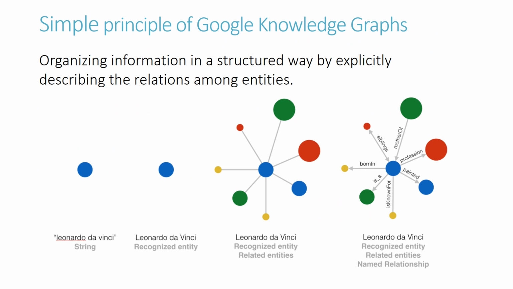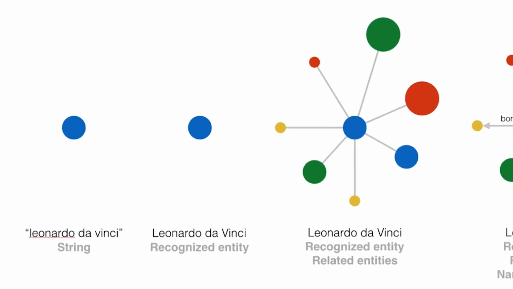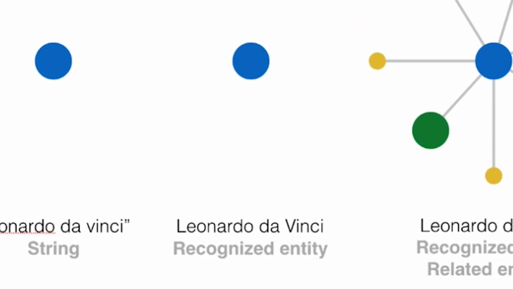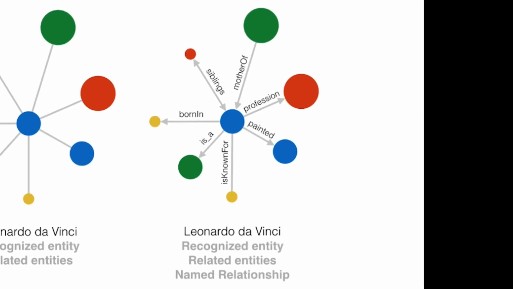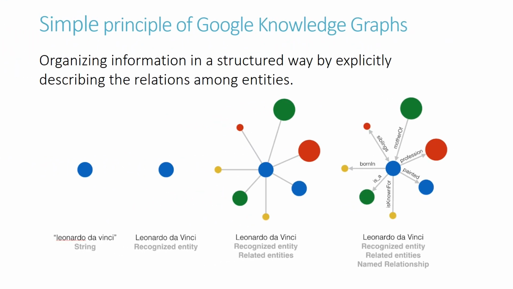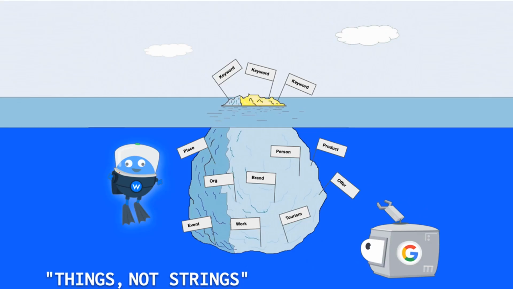Organizing the information in a structured way by explicitly describing the relations among the entities. Now such tags are not only strings. It recognizes them as entities. Entities can be of many types, which we can discuss later. Then it may identify all the related entities and they can be connected with each other. As you can see in the picture, each relationship has a tag too. In a nutshell, we can now say Google recognizes things, not strings. And by things we mean an entity.